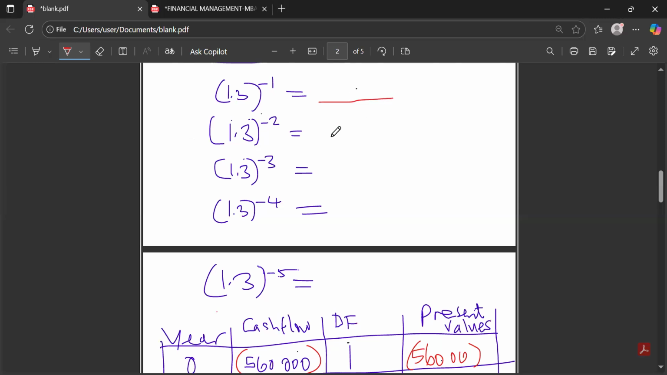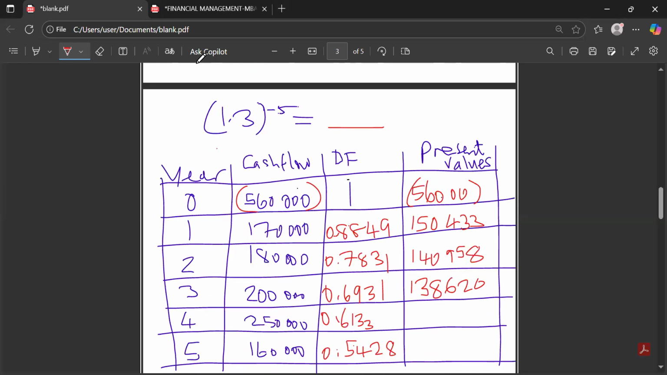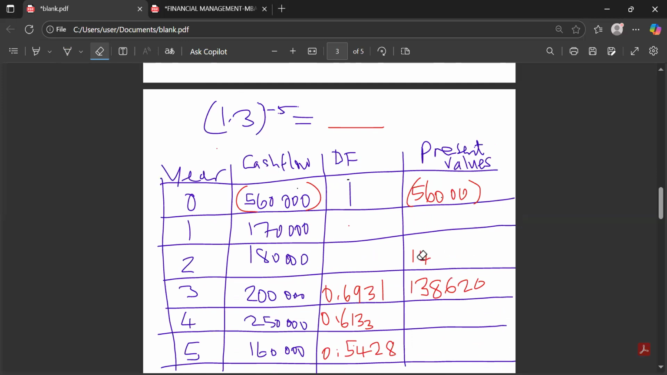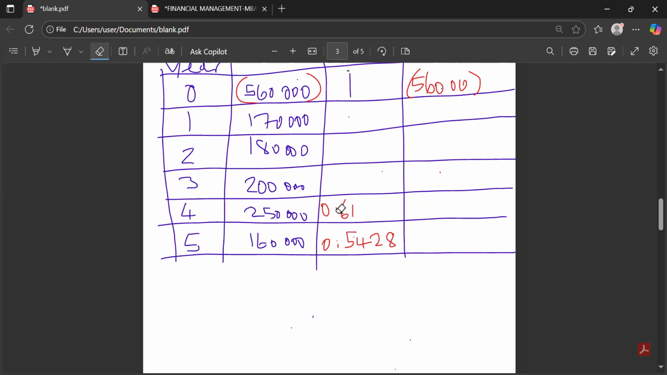Okay, we just start from here. Wait, did you say 1.13? It was 1.3, madam. So let's revise. I think I was using the wrong one. I was using 1.13. I made a mistake. Use 1.3, not 1.13, madam. Okay, sure.